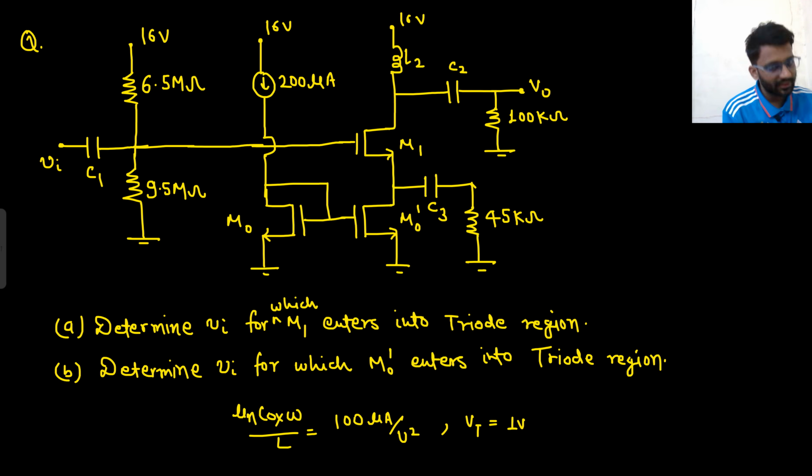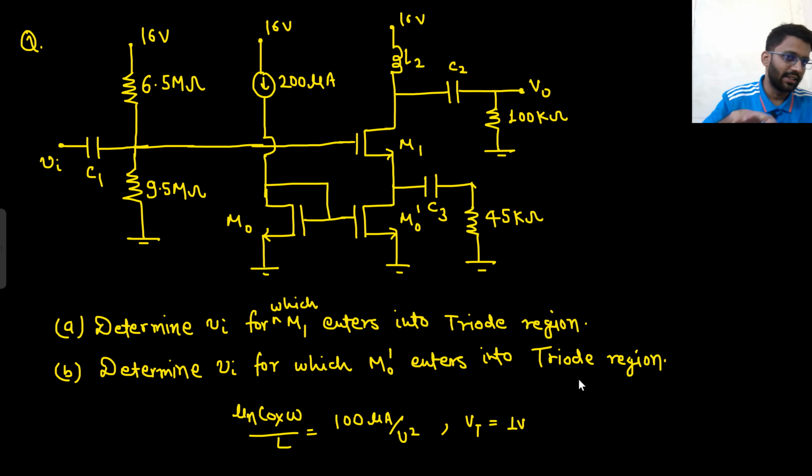For which M1 enters into triode region, and you need to determine the value of V in for which M naught dash enters into triode region. So first we will consider that all of them are working in saturation region.